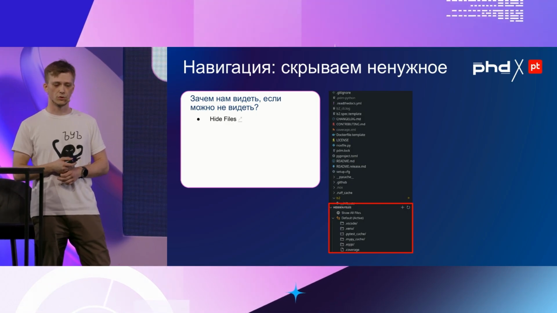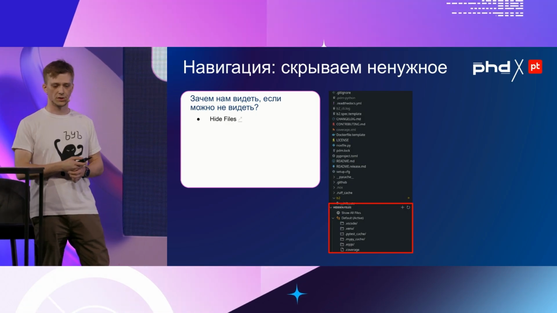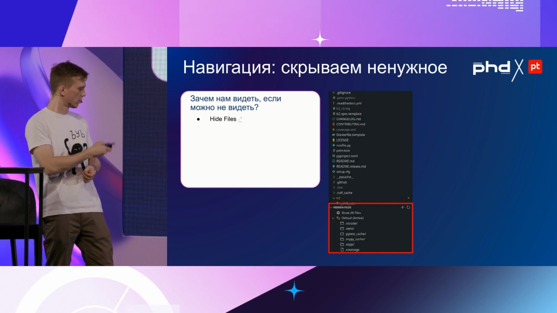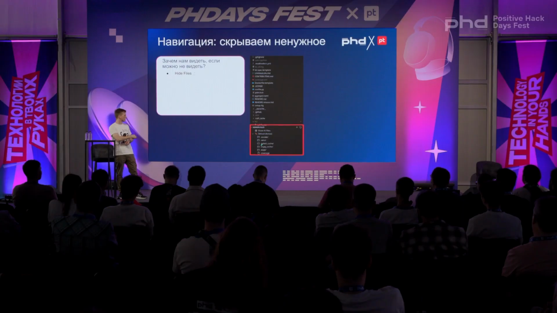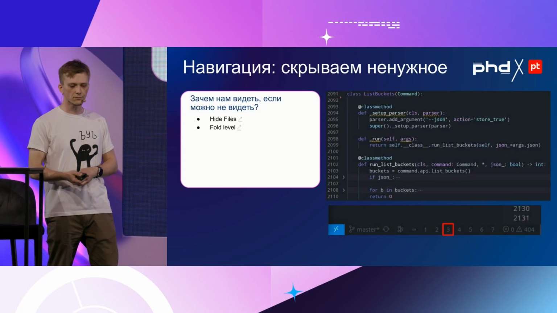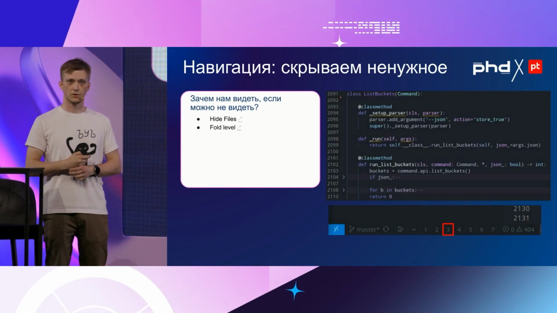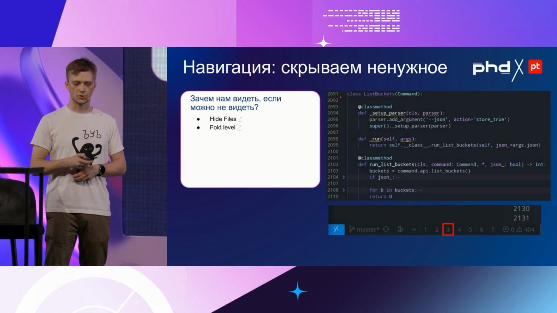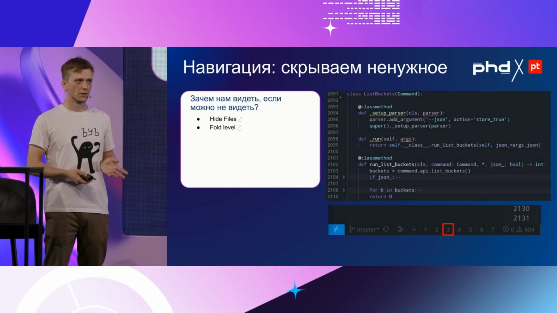Let's get back to the file trees. Why do we want to see files we want to see? Some files can be hidden. I have a trash bin of cache files, virtual environment. It's there, but it can hide it, and I'll only keep the files I need for the purposes of my project. Fold level. I've just discovered it recently.